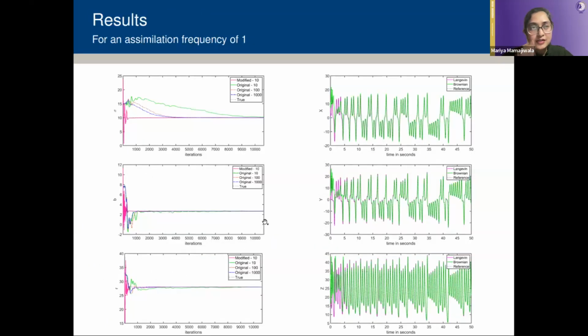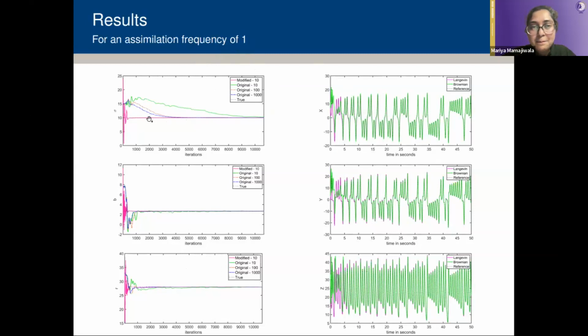Right, so these are results for the posterior of the xyz states and the parameters for an assimilation frequency of 1, which means that we have a measurement available at every time step. So every time there's a prediction, we also have a measurement available to assimilate. On the left are the parameters, and on the right are the states.